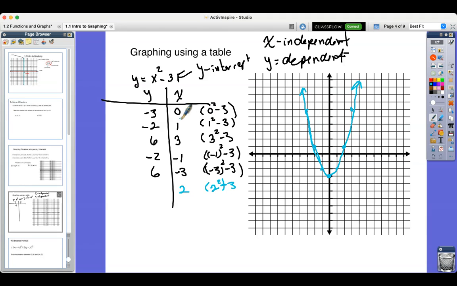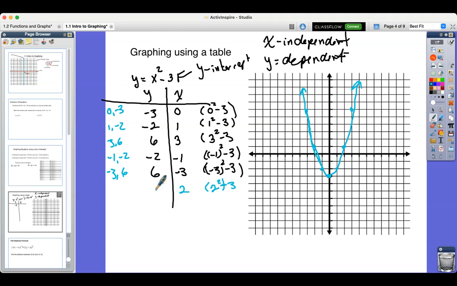We can at least substitute these numbers and start graphing these points, x, y, x, y, x, y, x, y. Even though I wrote it kind of backwards, I should have written it the other way. I'm sorry. The coordinate for this point is (0, -3), (1, -2), (3, 6), (-1, -2), and (-3, 6).